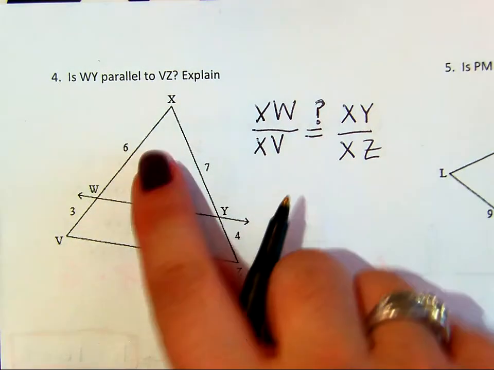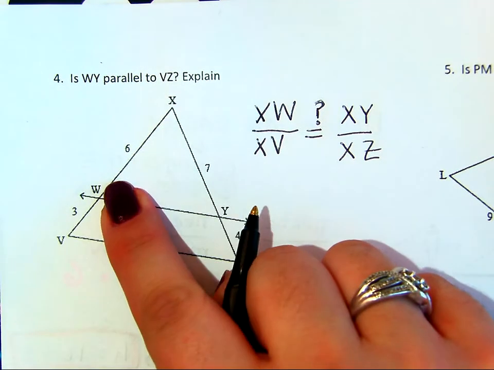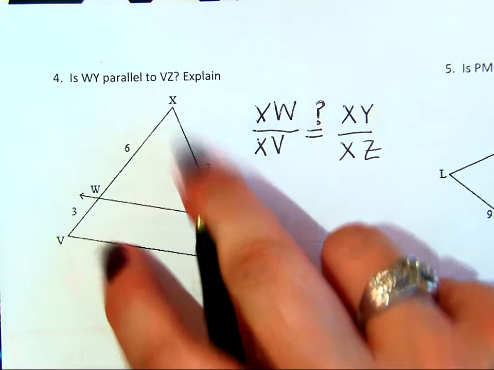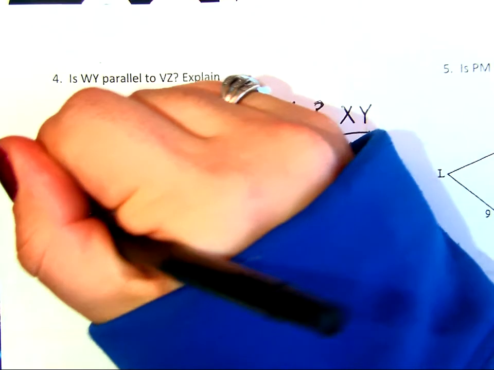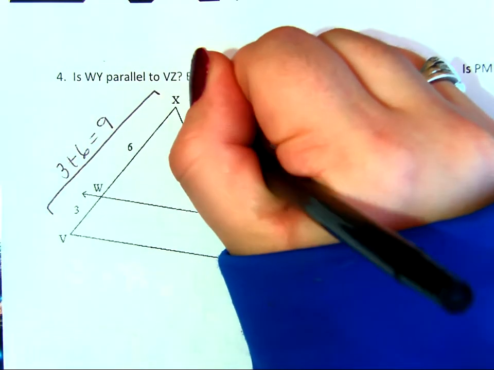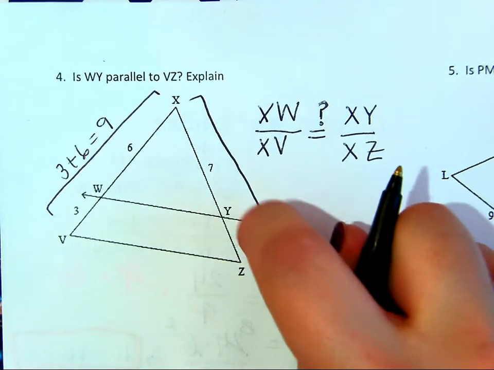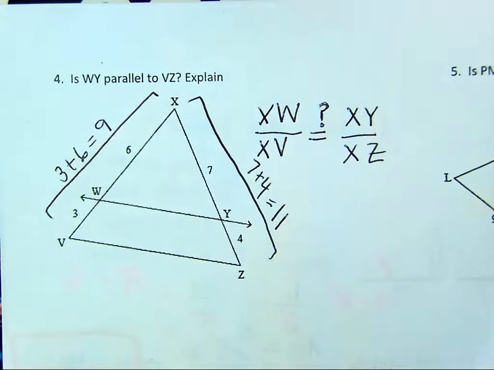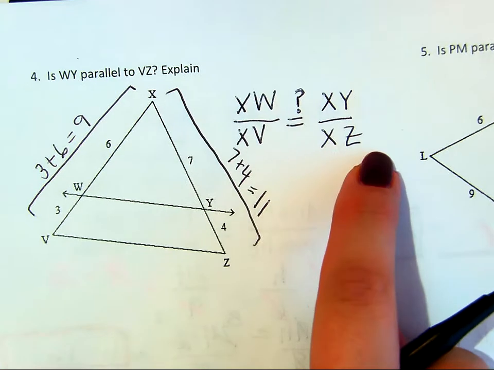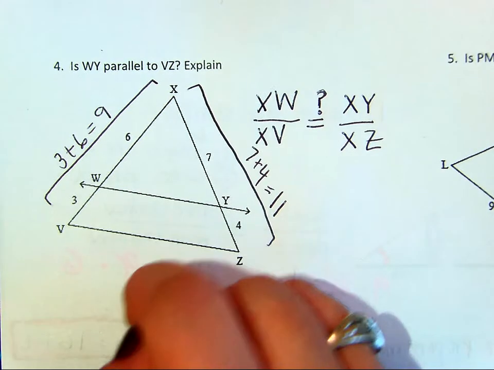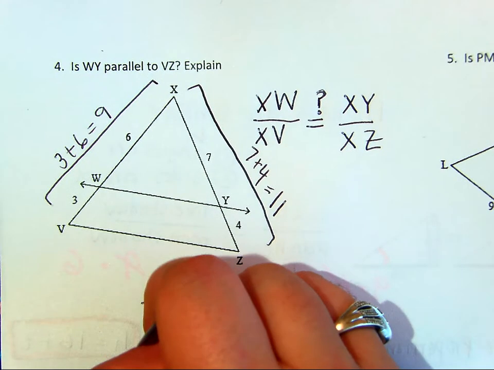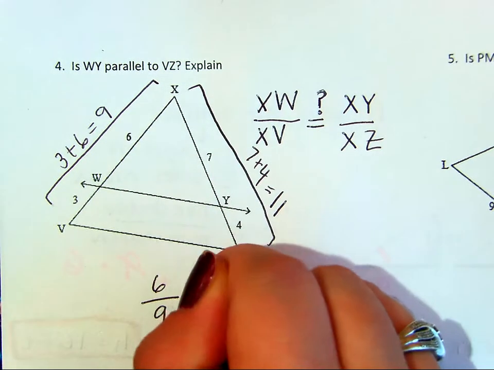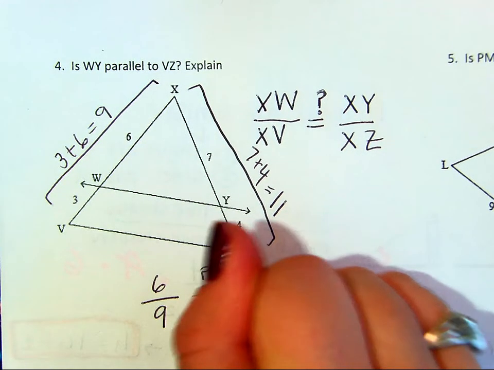Okay, so I know what the little segments are. XW and WV together make the whole segment XV. So I'm going to add them together to figure out what the whole thing is. So 3 plus 6 is 9. That's the entire thing. And let's add XY and YZ. So 7 plus 4 is 11. And now I can use those proportions to figure out if they're parallel. So XW is 6 over 9, which is the entire thing. Is that equal to 7 divided by 11?